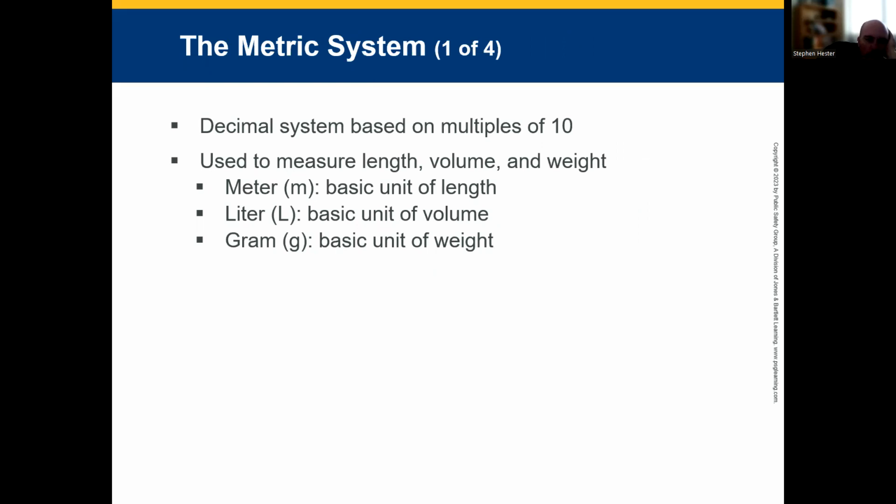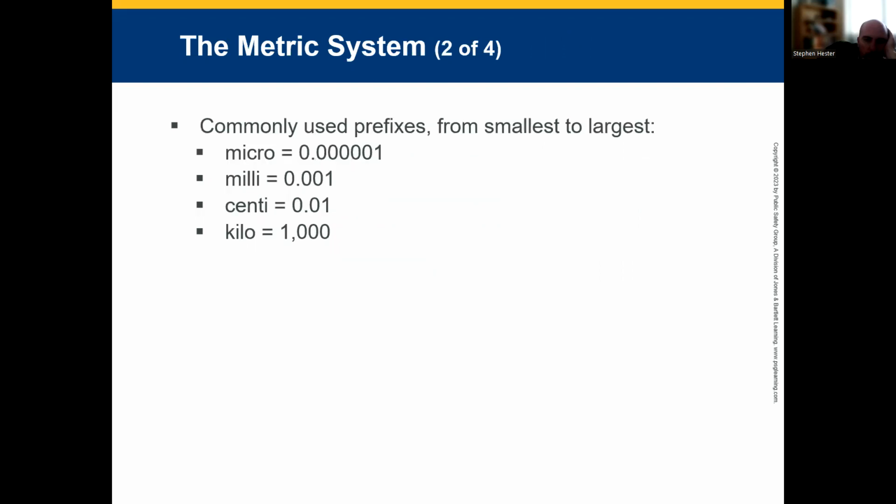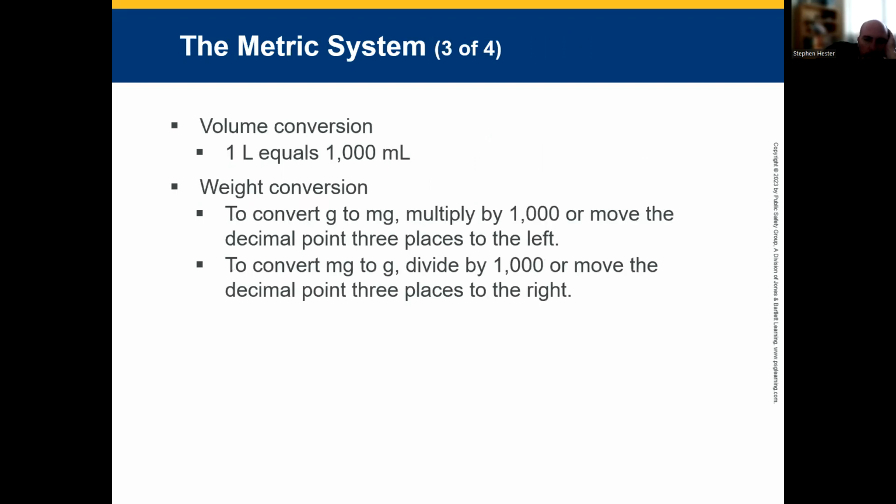So the decimal system is used in multiples of 10. You've got the meter, which is the basic unit of length. The liter is the basic unit of volume, and gram is the basic unit of weight. So micro, milli, centi, and kilo. So 1 liter equals 1,000 milliliters.